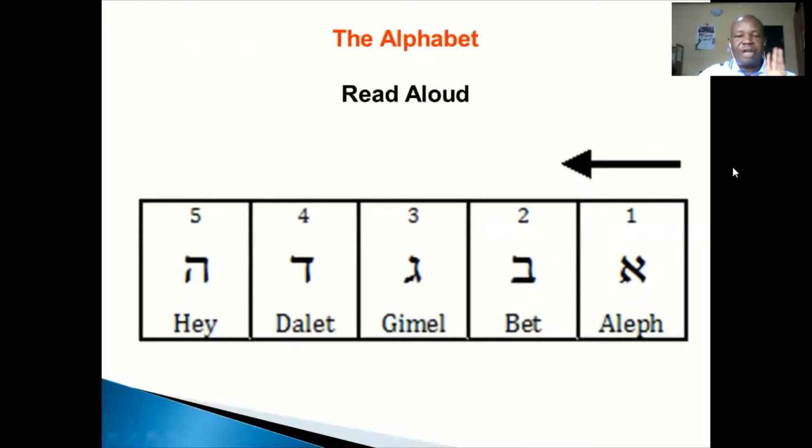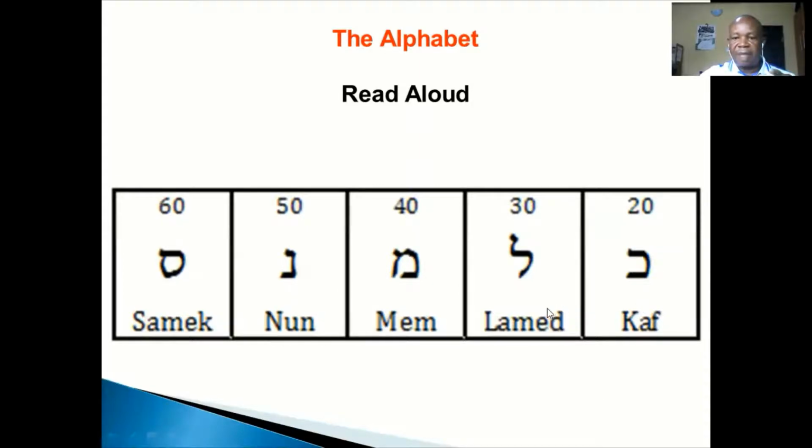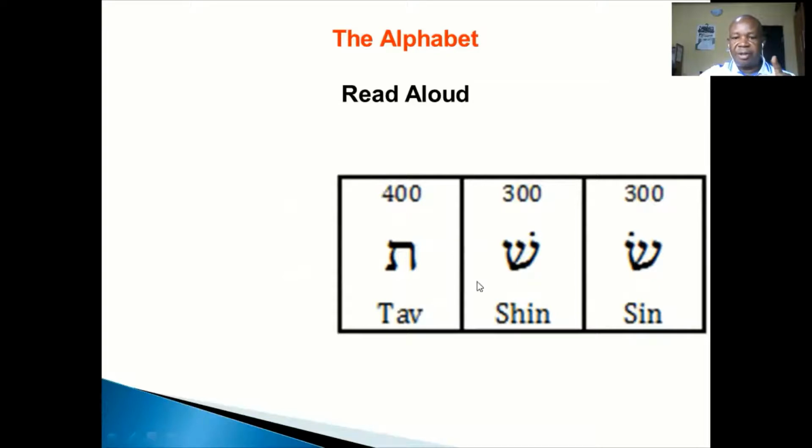Okay, so in trying to pronounce this alphabet, I would like you to read aloud Aleph, Bet, Gimel, Dalet, He, Vav, Zayin, Chet, Tet, Yod, Kaf, Lamed, Mem, Nun, Samech, Ayin, Pe, Sade, Kof, Resh, Sin, Shin, Tav.